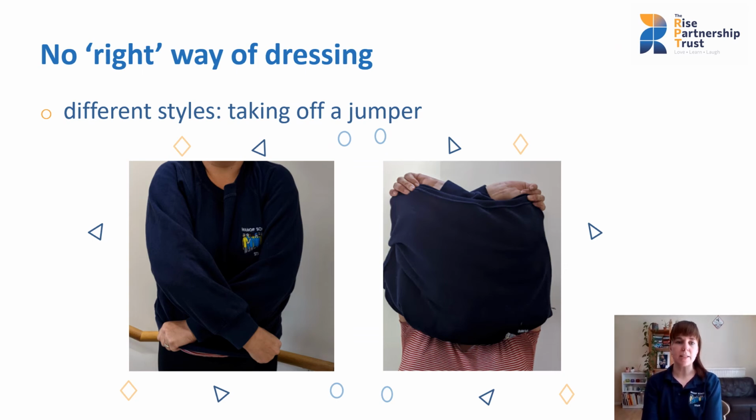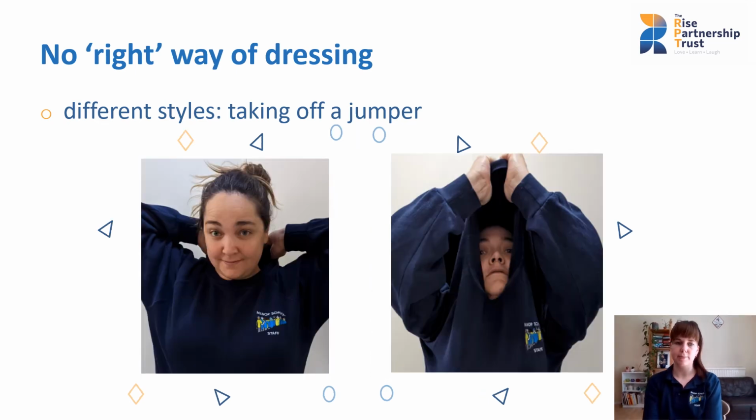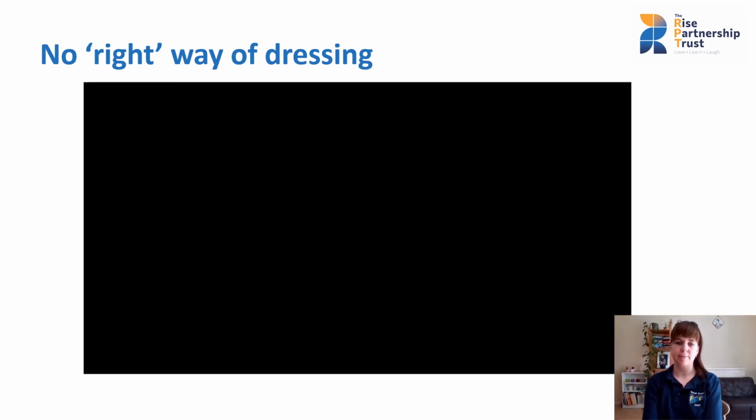There are also different ways to take off a jumper. Crossing your arms over your body and pulling up from the bottom of the jumper, or pulling up from the front, pulling up from the back, or by first taking your arm out and then your head. How do you take off your jumper? When teaching kids to take off their jumper, some methods are easier than others. You will see in the video.